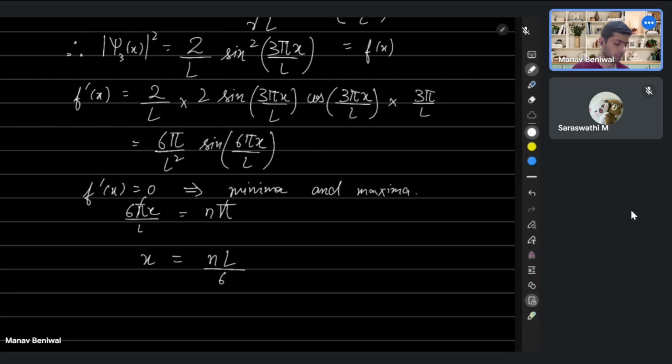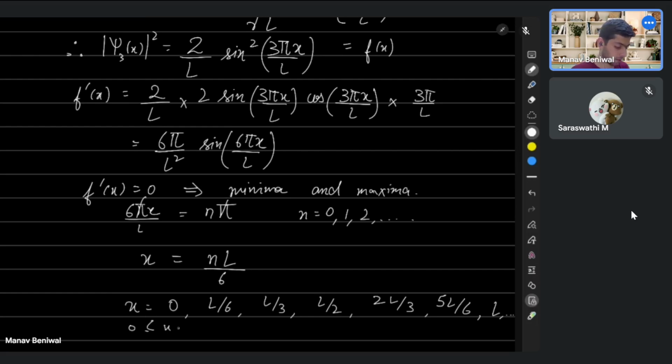Here n is basically 0, 1, 2 and so on, and plugging in these values, we'll get x at 0, L over 6, 2 L over 6 which is L by 3, 3 L over 6 which is L by 2, 4 L over 6 which is 2 L by 3, 5 L by 6, and L. Because we are concerned only with the region 0 to L, these are all the values of x where we will get either a maxima or a minima.